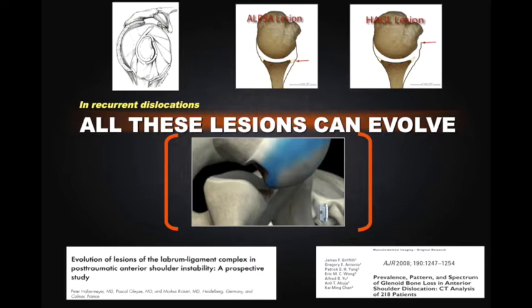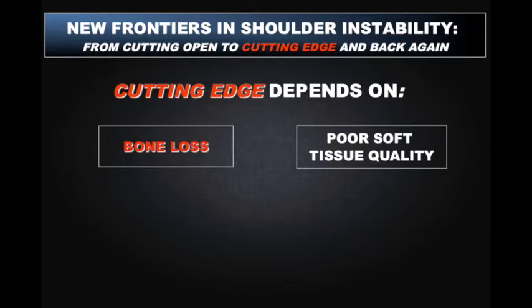The evolution of lesions of soft tissue has been covered in literature, so it is known that a Bankard lesion can evolve and that there are various kinds, ALPSA and HAGL. On the other hand, little is known of bone lesions following repeated dislocation episodes over time. In deciding whether to treat a patient with a classic arthroscopic repair of a Bankard lesion, that is, a capsulo-ligamentous repair, or with a repair envisaging a bone support such as the Latarjet technique, it is necessary to consider the bone loss and the poor quality of the soft tissue. These are the decisive factors.